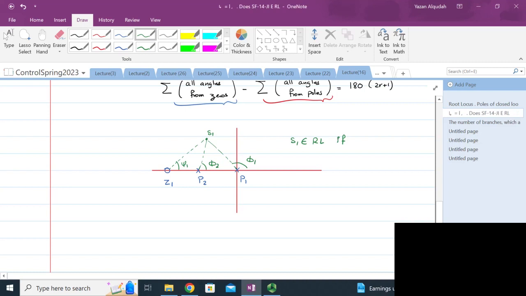The leftmost psi 1 minus phi 1 and phi 2 add together. Added together, they must be 180 degrees. Excellent.